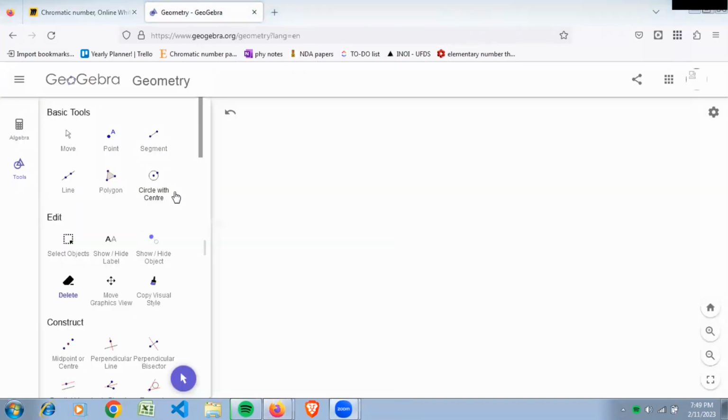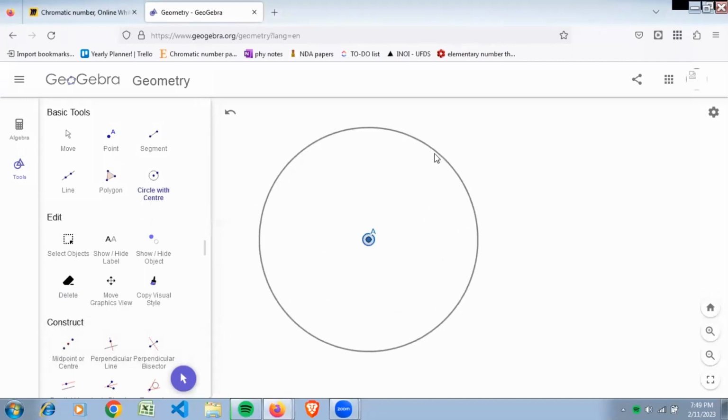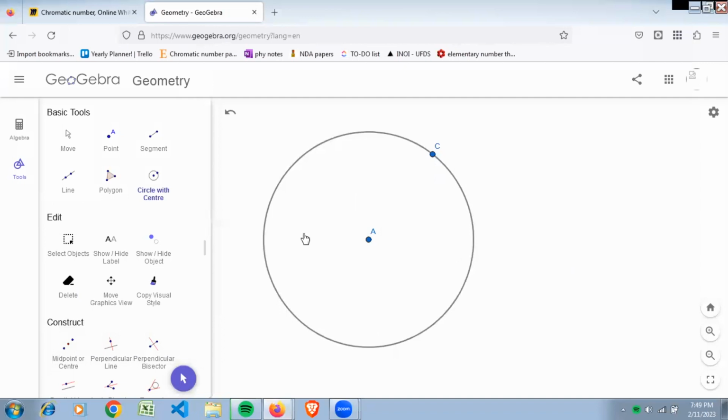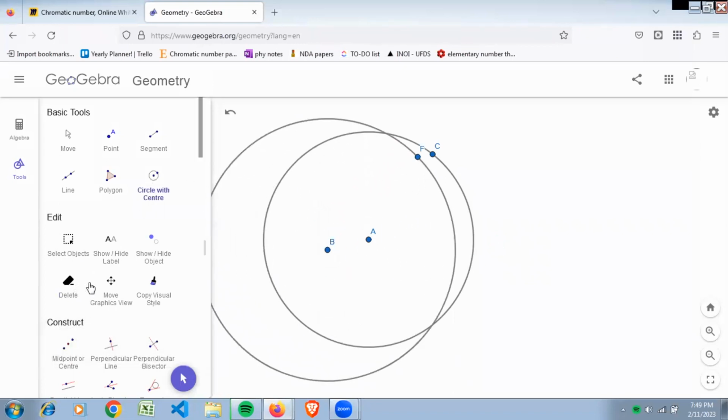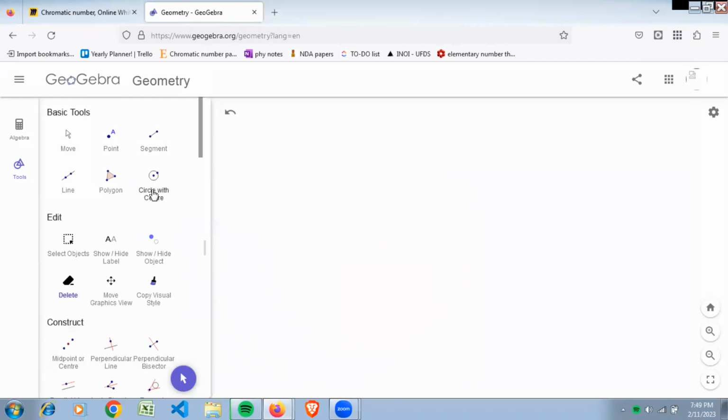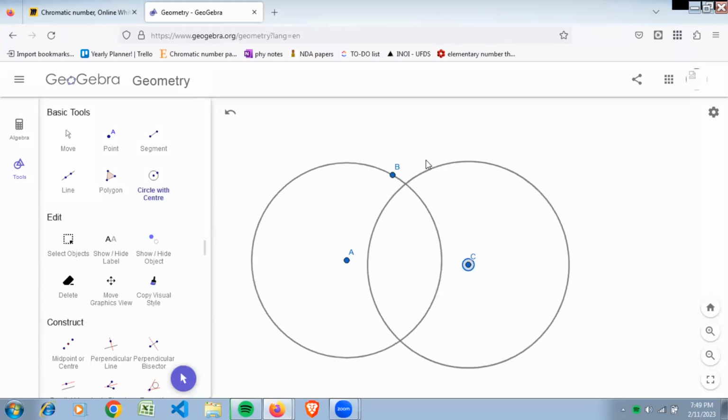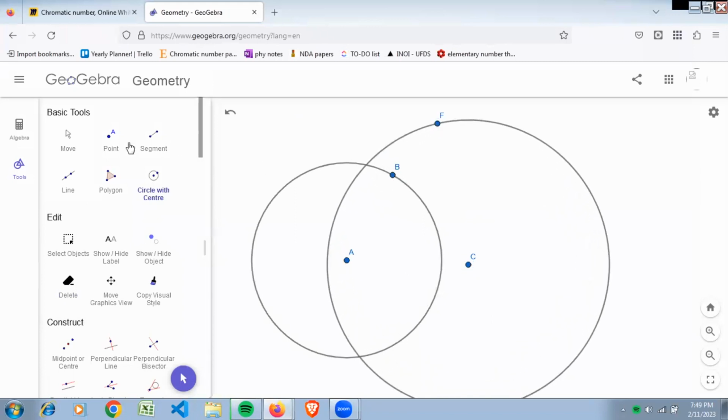Yeah. Okay. So how do you construct the radical axis? It's not that direct. It's quite hard, let's say. Let's say we have the circles A, B and C, D.